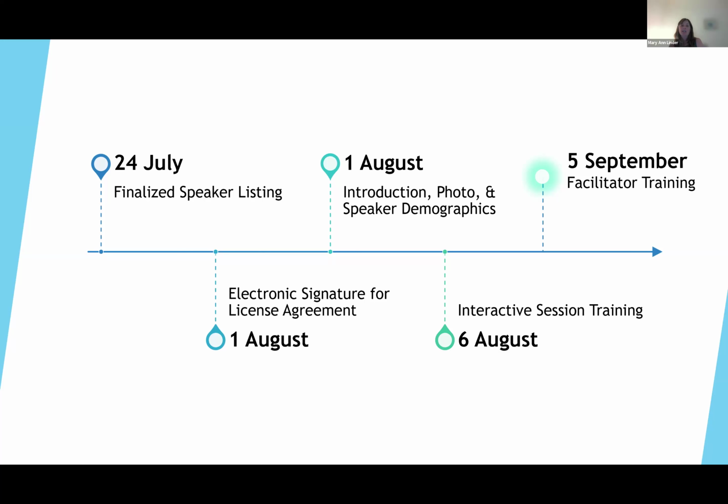August 1st, license agreements are due. Please note, neither you nor even the primary author can see that co-authors signed. We will manage that. It's just a reminder notification. You cannot check. Please don't ask us, did so-and-so sign the license? It's a very laborious process for us to verify by paper who signed.